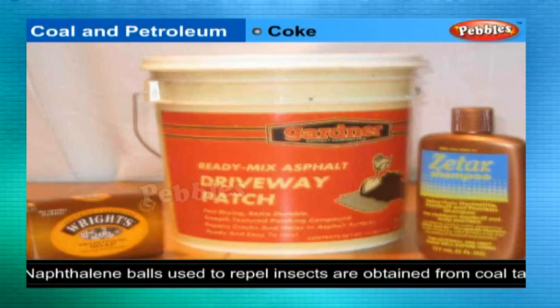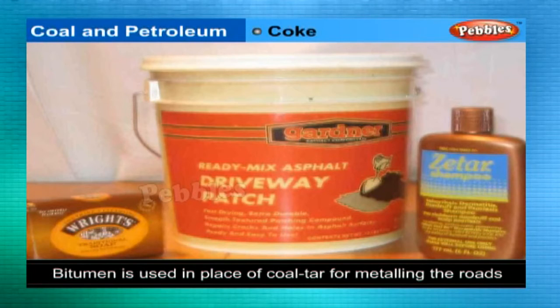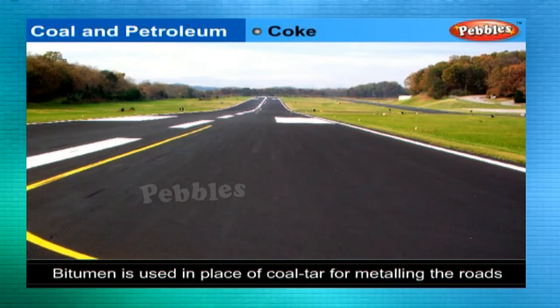Interestingly, naphthalene balls used to repel moths and other insects are also obtained from coal tar. These days, bitumen, a petroleum product, is used in place of coal tar for metaling the roads.